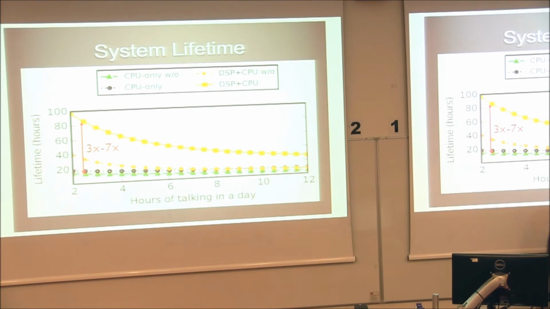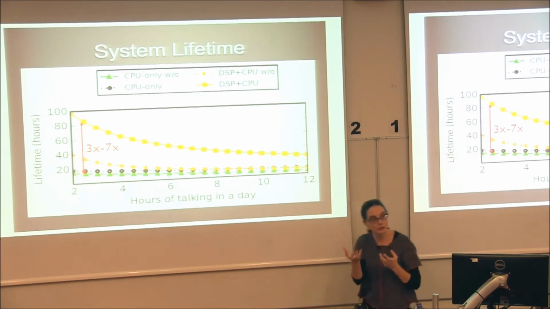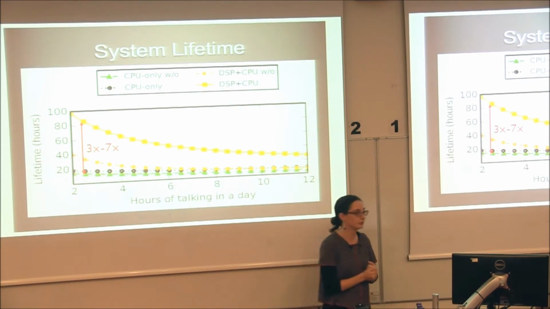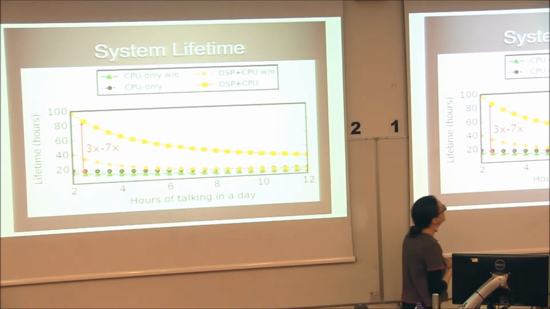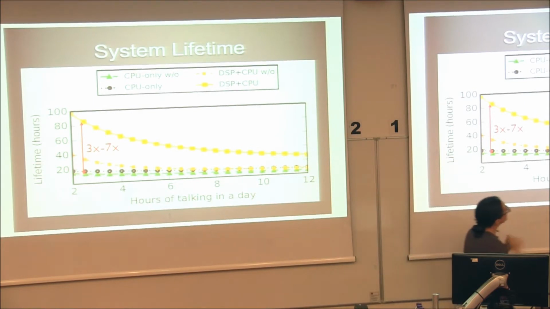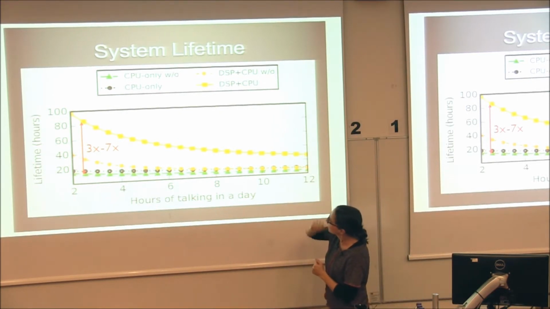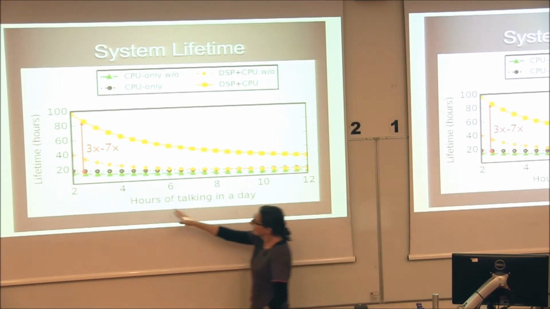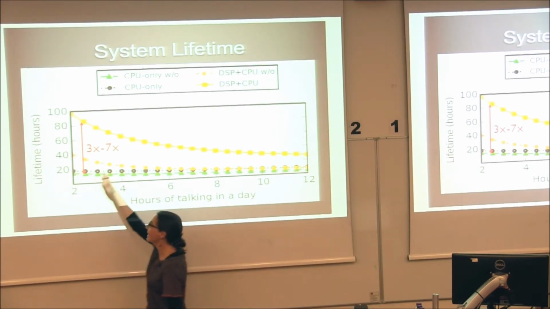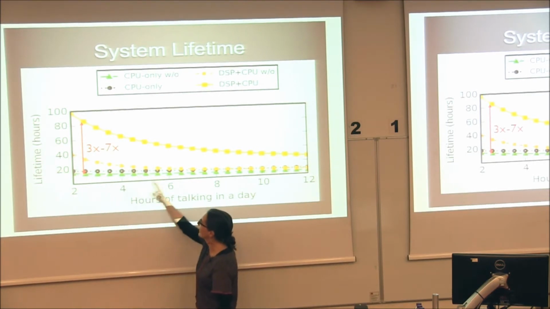The different colors are different uses of the coprocessor, this motion coprocessor, which is low power, that is on many devices now, and the CPU, with and without some optimizations that we have developed. I won't talk about that here, it's in the paper. What we have here on the y-axis is the lifetime of your device.